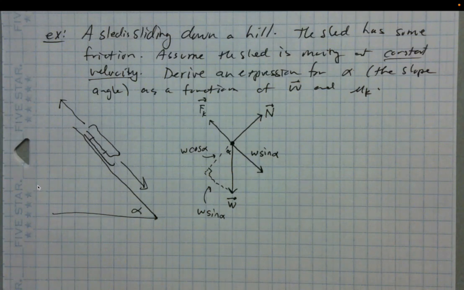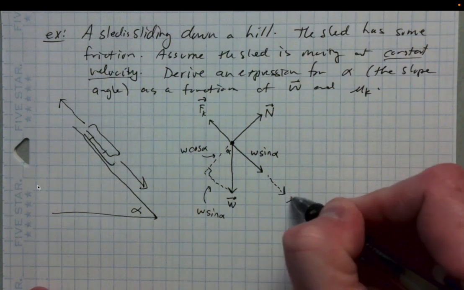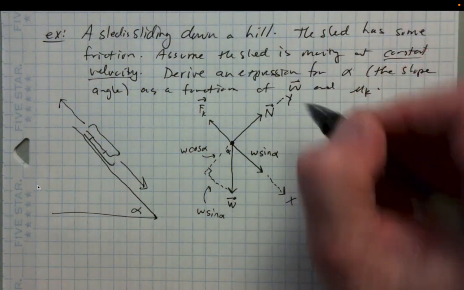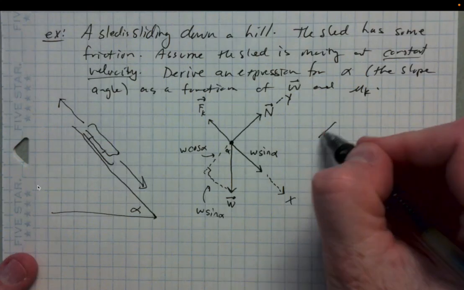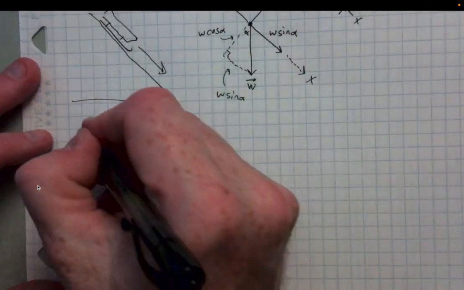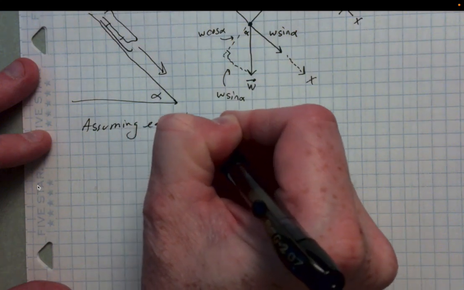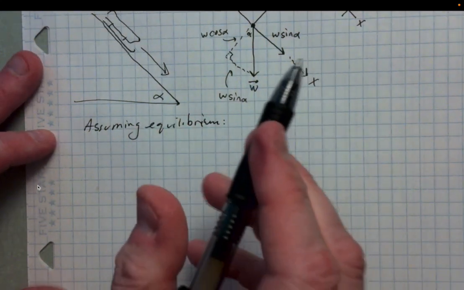Okay, the weight of the object times sine of whatever the angle alpha is. That's what's pulling it down. And we'll coordinatize it so that this is the x-axis, and this up here, that's the y-axis. So we've got an x-y orientation here. Okay, so let's assume equilibrium, right? The sled has a velocity, but it's not accelerating. So assuming equilibrium, what do we got in the x direction?